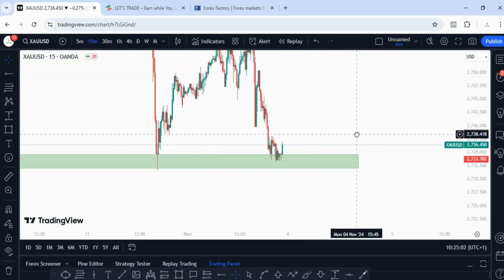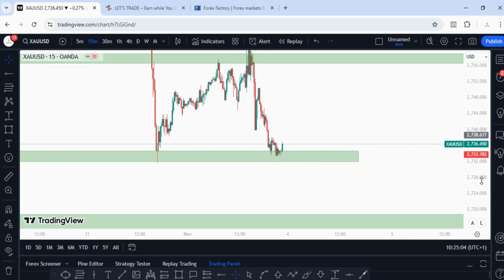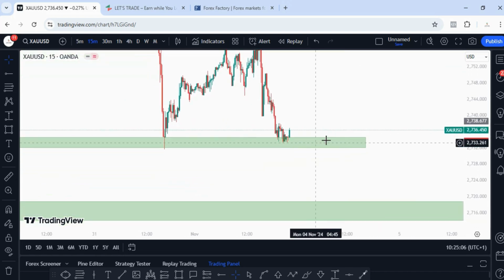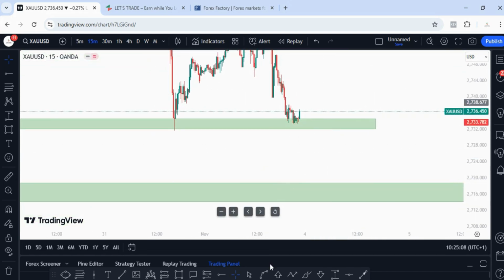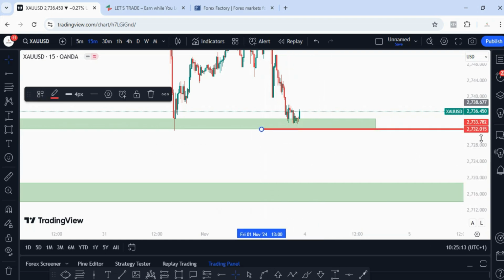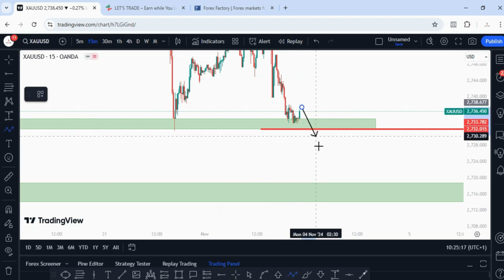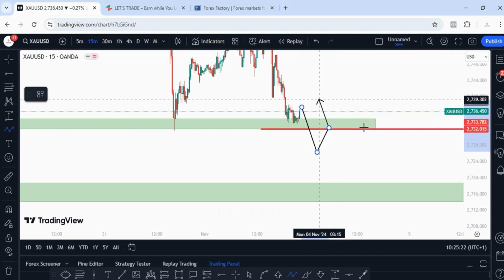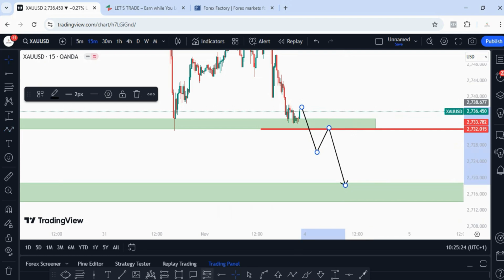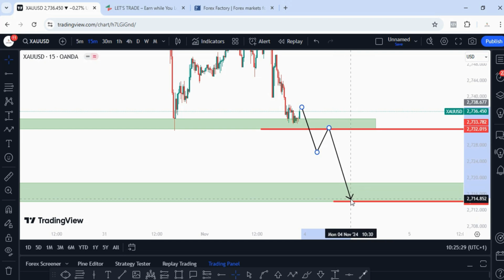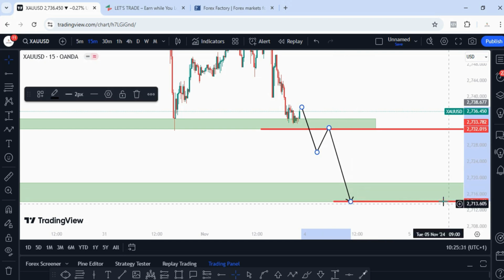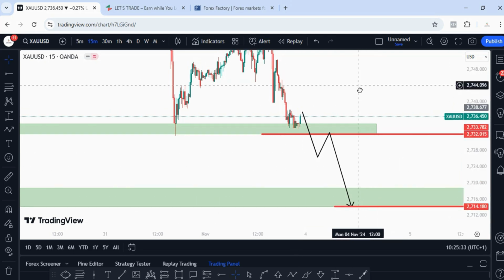So on the 15 minutes time frame, what we are going to do to prevent us from maybe impulsive entry and all of that is to wait for price to break below this red line here, which is 2732.015 on the 15 minutes time frame. So wait for price to break below it properly, then catch it on the pullback, our stop loss above, and then take profit below, which is still around 2714.180. That's still a decent move to the downside.